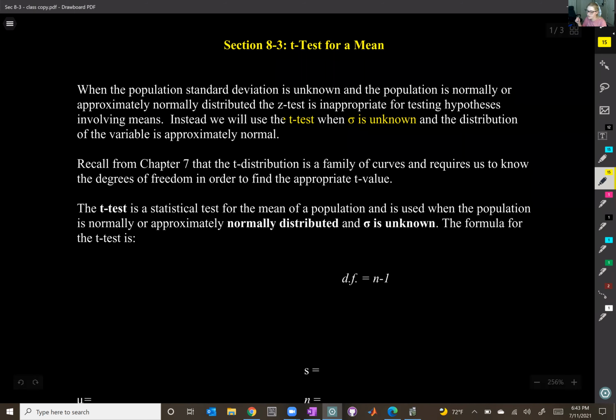So recall from chapter 7 that the t-distribution is a family of curves and requires us to know the degrees of freedom in order to find the appropriate t-value. So just something to remember that we did have that extra thing that we needed to know when we were using our chart, which is the degrees of freedom, but that's not too difficult to calculate. It's just your sample size minus 1, which we will use.